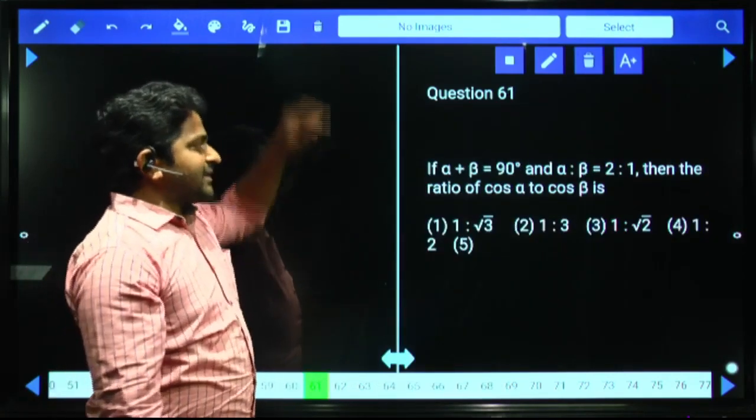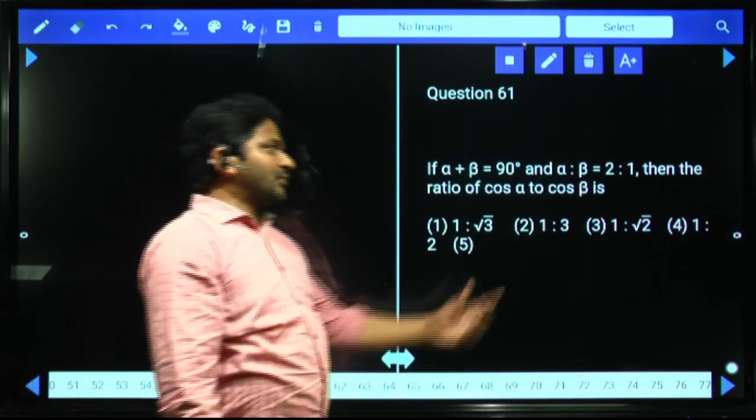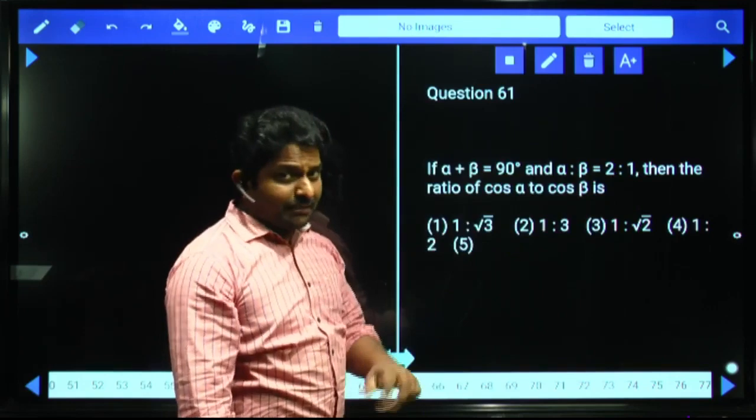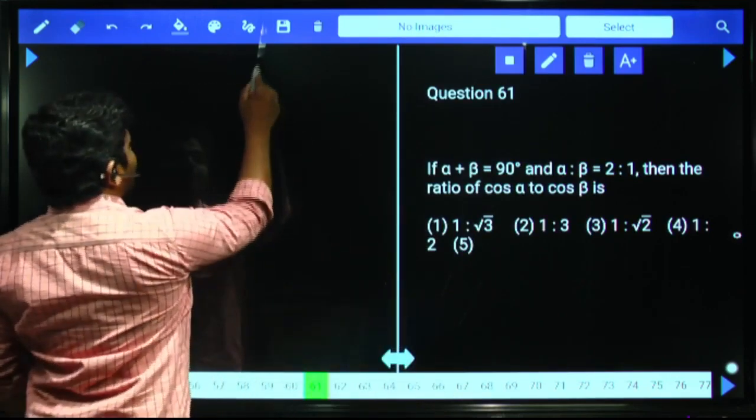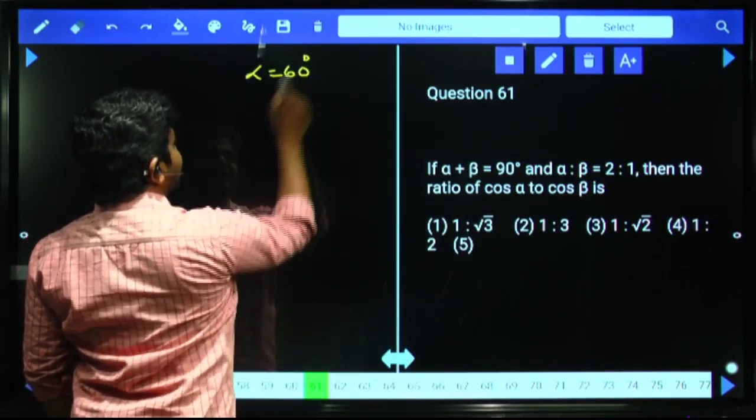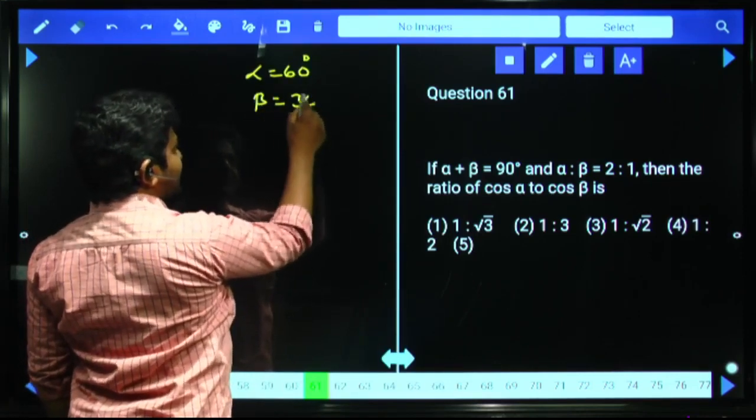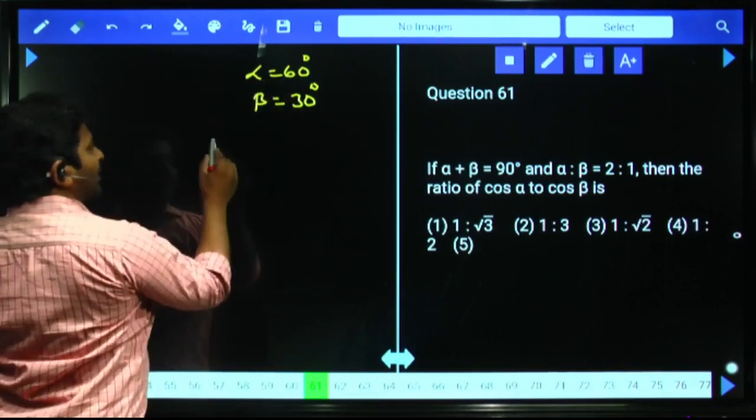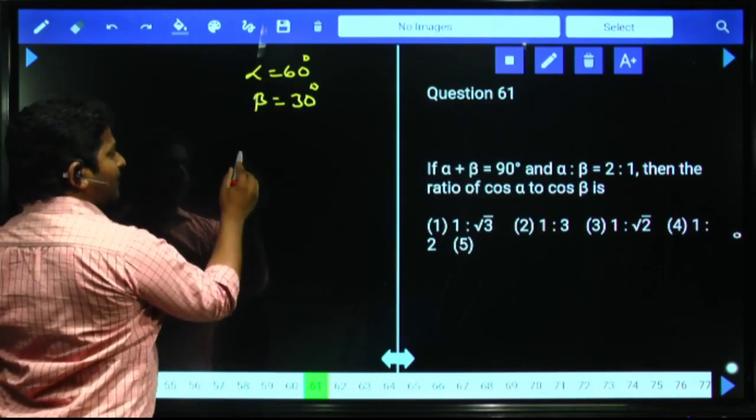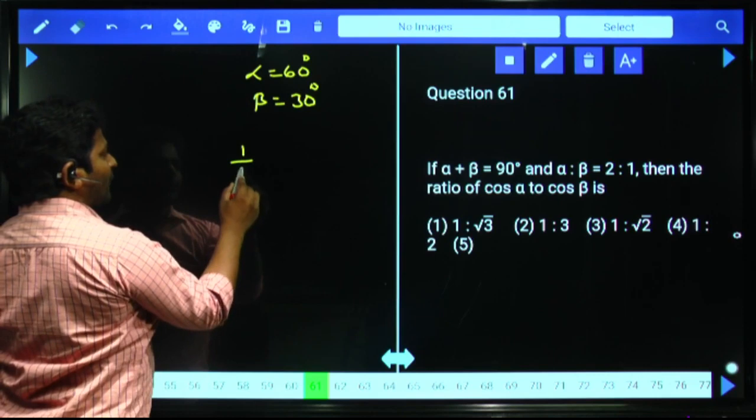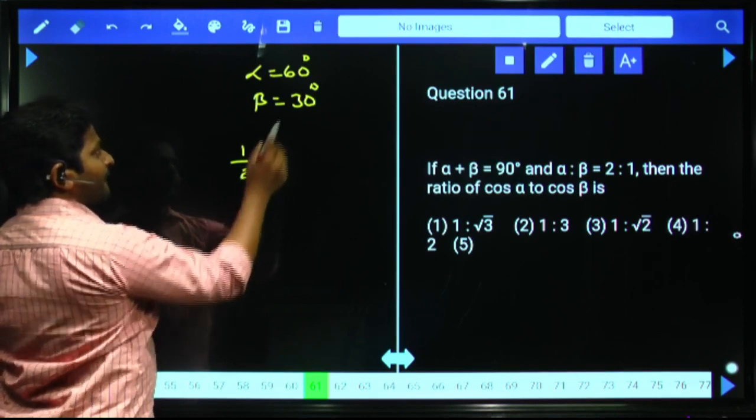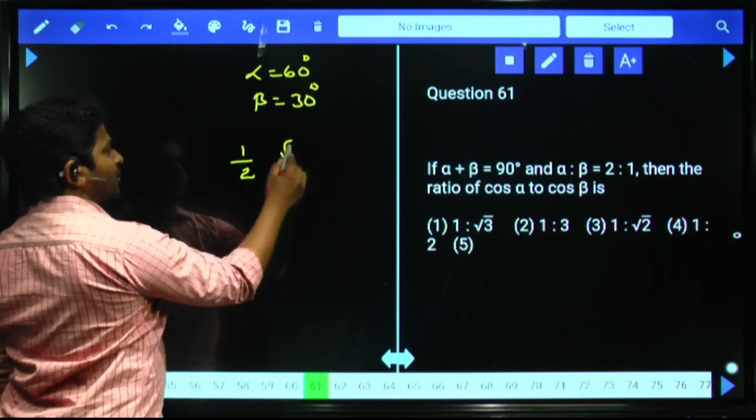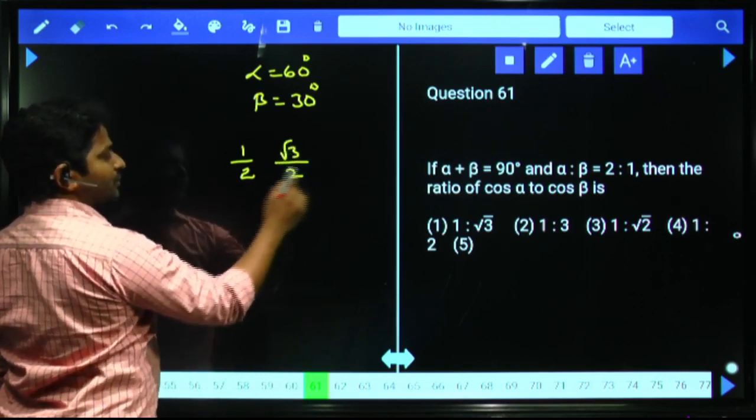Alpha plus beta is 90 degrees. Alpha is to beta is 2 is to 1. So 2 parts and then 1 part. Total 3 parts. If 3 parts is 90, 1 part is 30. Alpha is 2 parts, which is equal to 60 degrees. Then beta is equal to 30 degrees. Now, the ratio of cos alpha to cos beta is equal to? Cos alpha in the sense cos 60. Cos 60 is equal to 1 by 2. Cos 30 is equal to root 3 by 2.